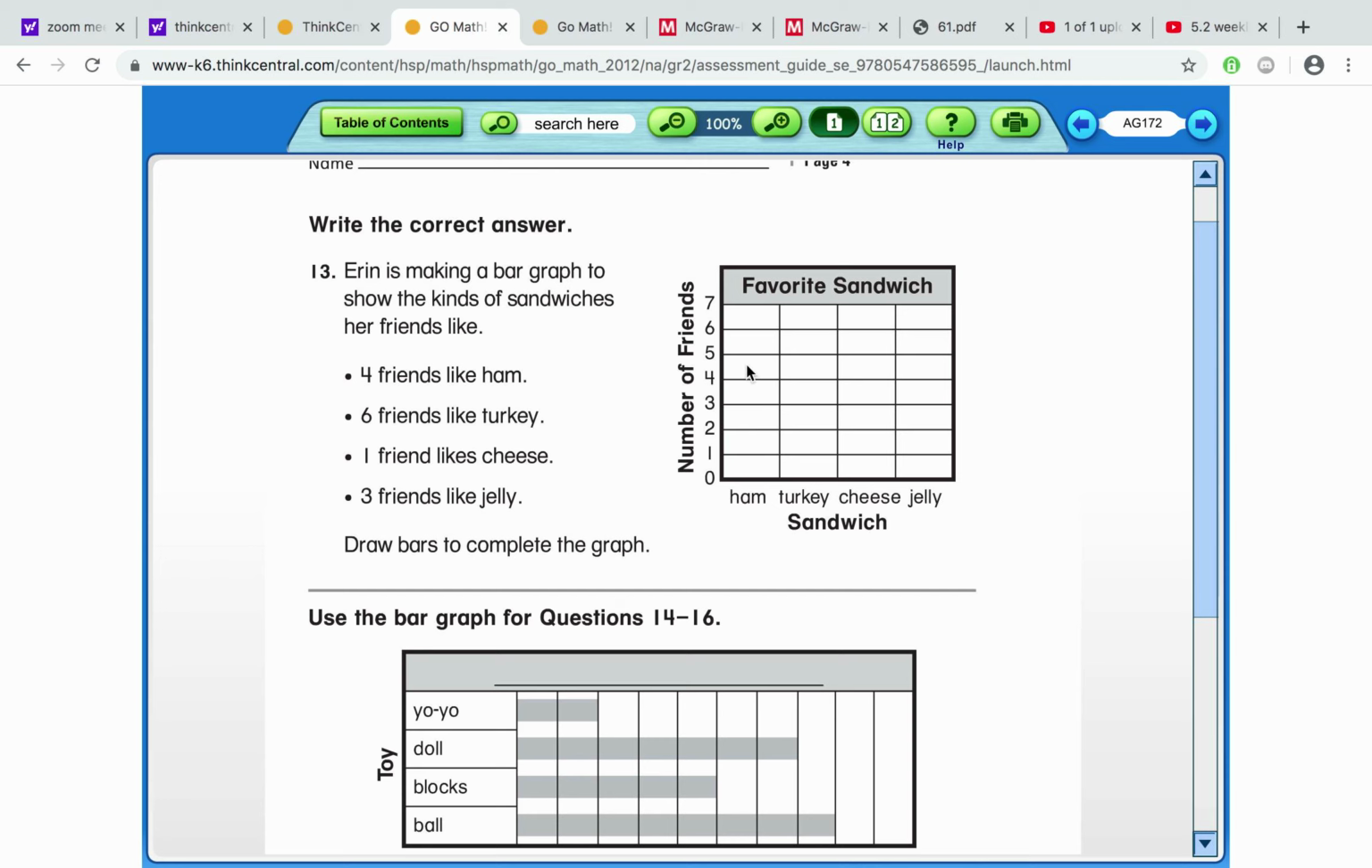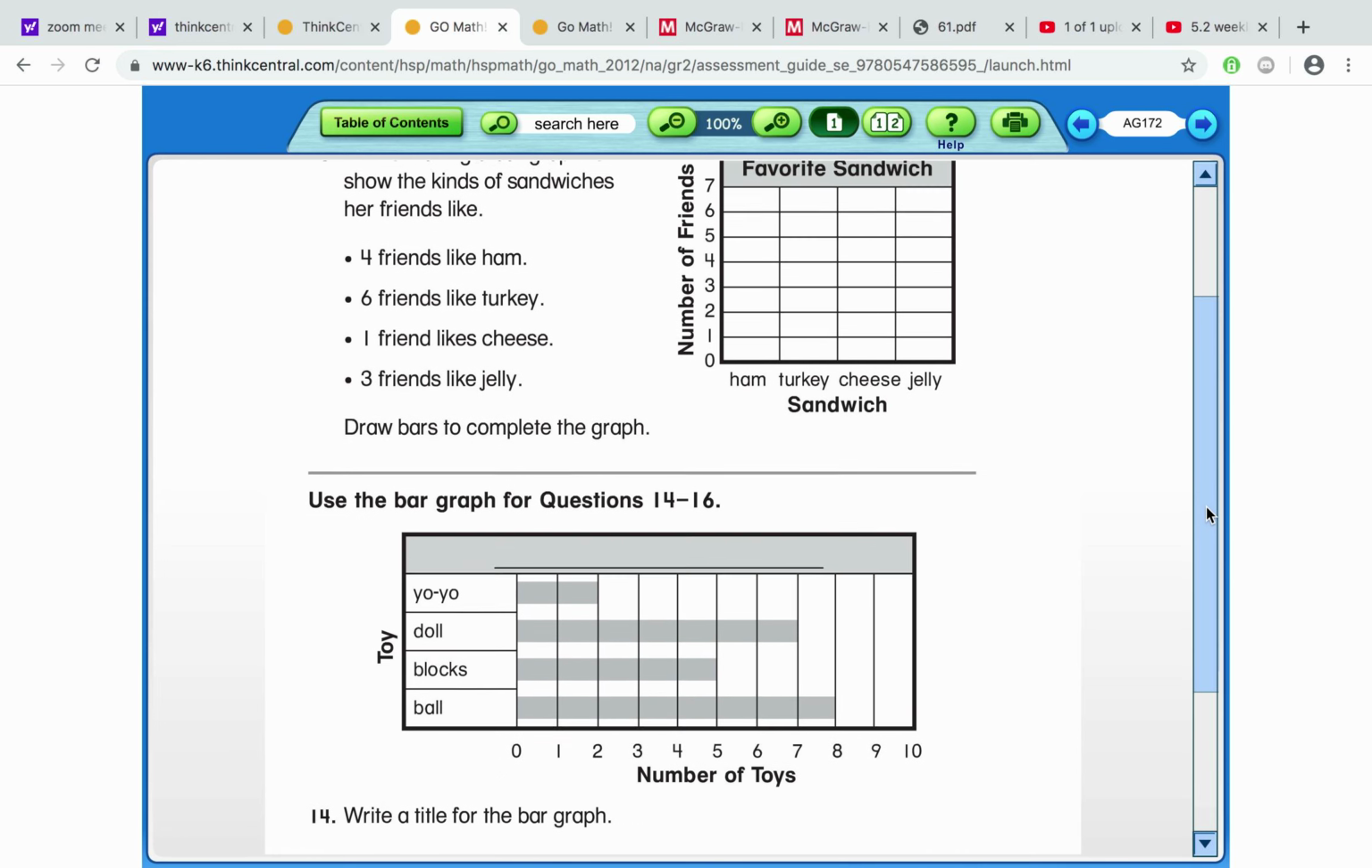This is a vertical up and down. So you're just going to count 1, 2, 3, 4 and shade that in. Turkey is 6. So 1, 2, 3, 4, 5, 6. Shade it in. Or you could just look at the 6 and slide right over and shade down. And continue with all that information to finish that bar graph.